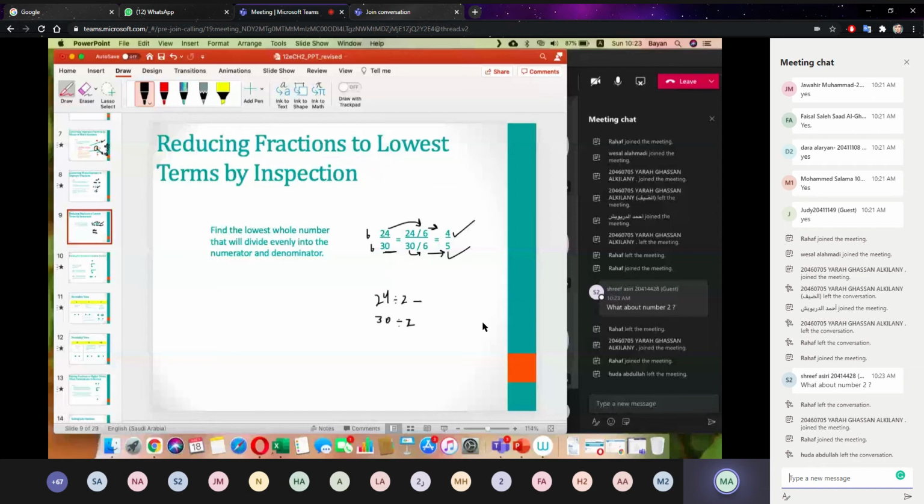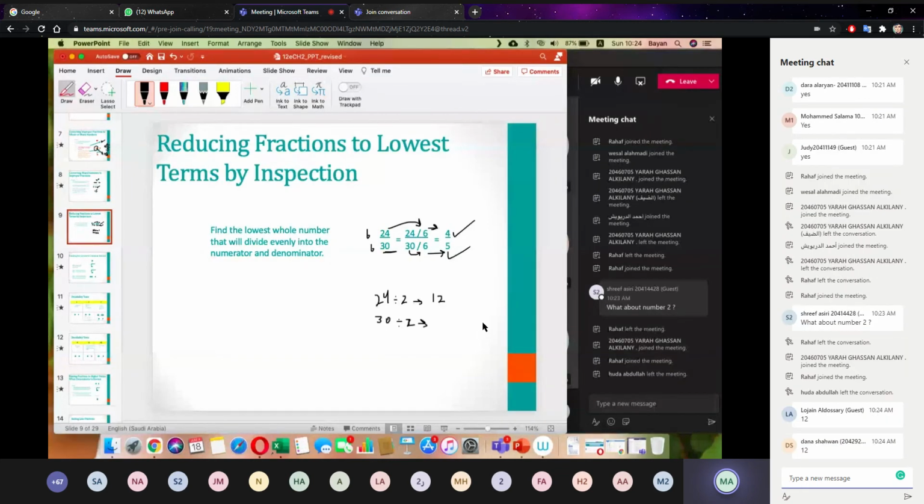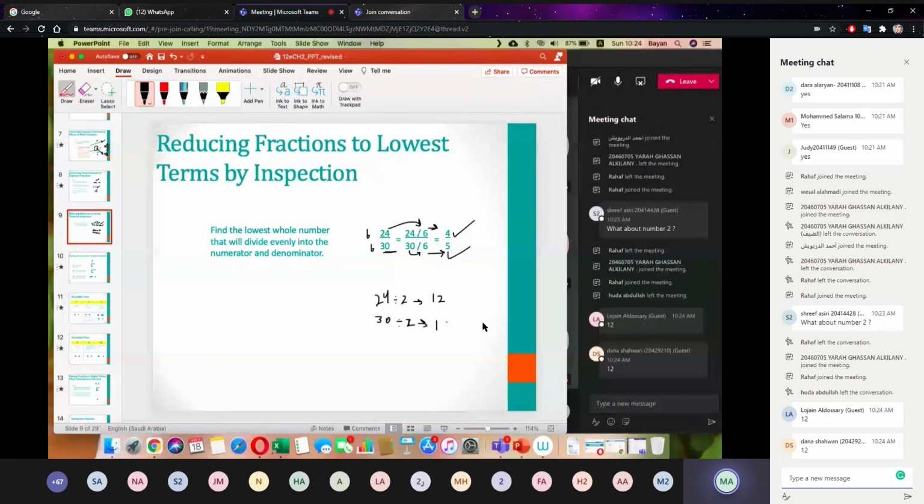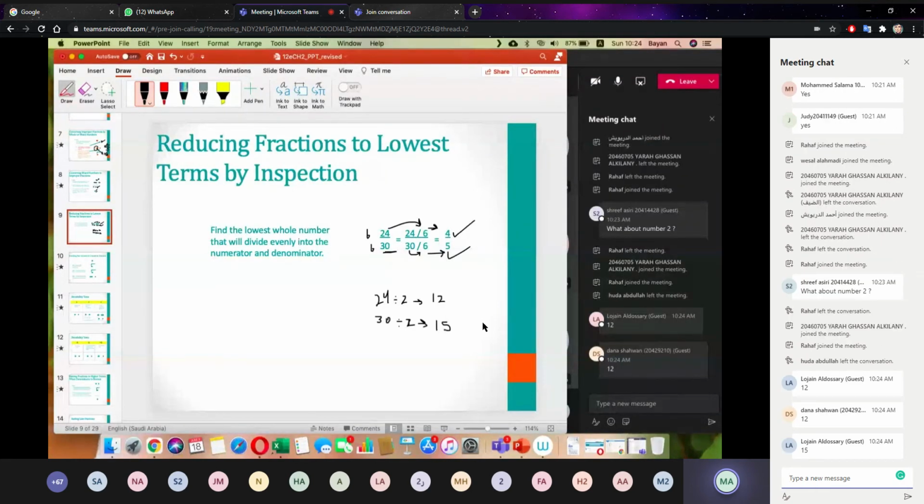That will give you what? 24 if you divide it by 2 will give you 12. 30 if you divide it by 2 will give you 15. Right?